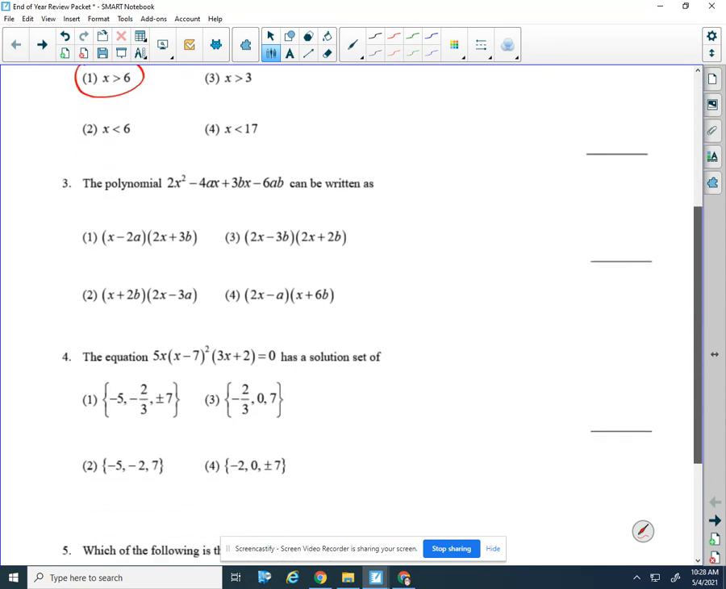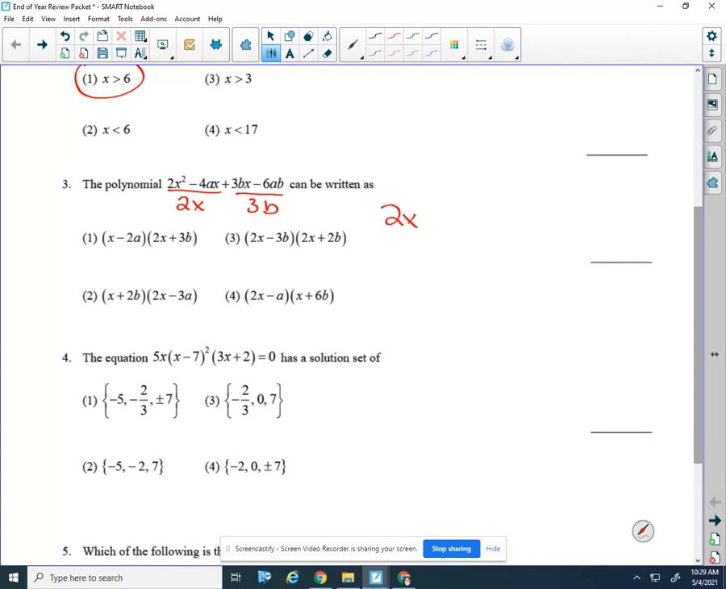Number 3 is factoring. The polynomial 2x squared minus 4ax plus 3bx minus 6ab can be written as, so you can see all of our answers have parentheses in them, they've been factored. This polynomial has 4 terms, so I'm going to group them. And I'm going to take the GCF out of each group. So my first group can be factored as x minus 2a. And my other GCF is a plus 3b.